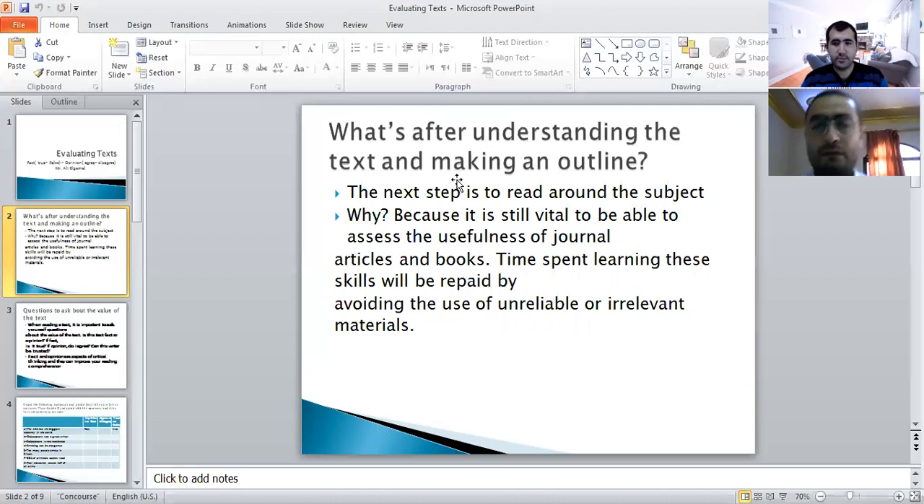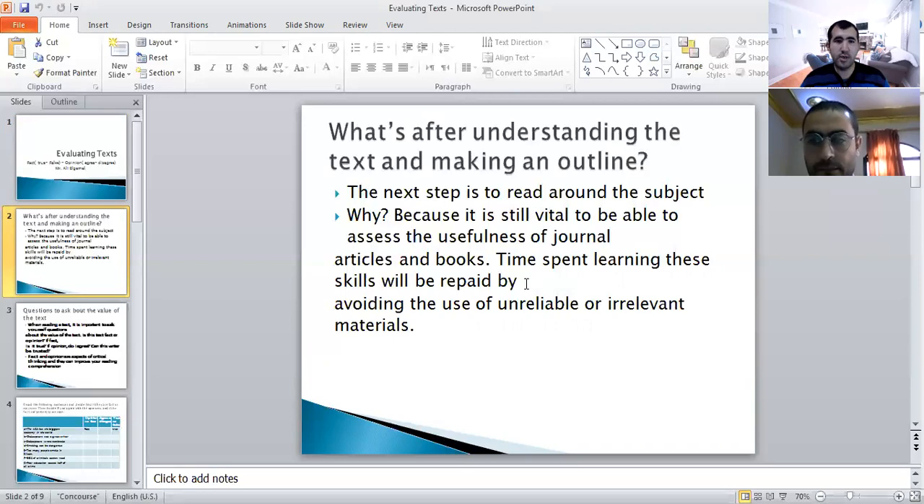Why reading? Because it is vital to be able to assess the usefulness of journal articles and books. Is it useful for you or not useful? Reading is a key term. A lot of reading helps you get an idea of what you're going to write about. We need to read different articles about the same topic. The New York Times, for example, would be a good magazine for reading.